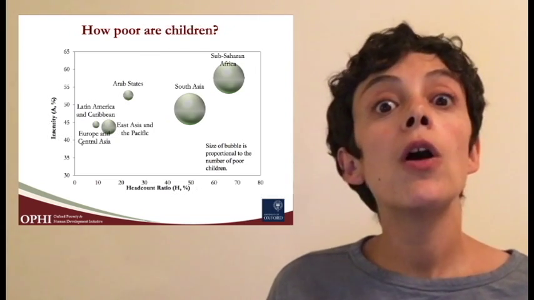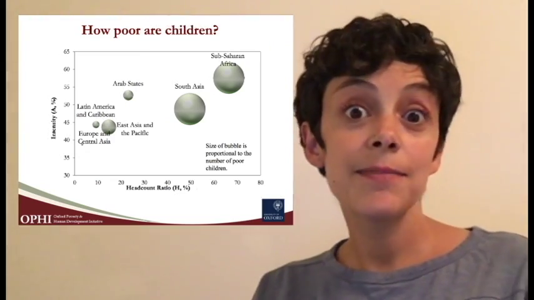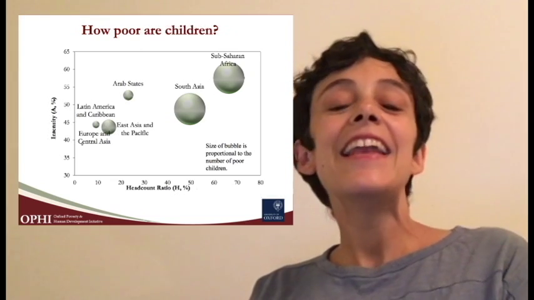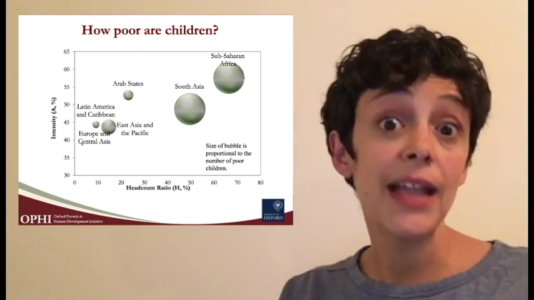The second region with the highest levels of intensity of poverty are the Arab states, not South Asia. And this is driven mostly by the situation in 2 countries, Sudan and Somalia.